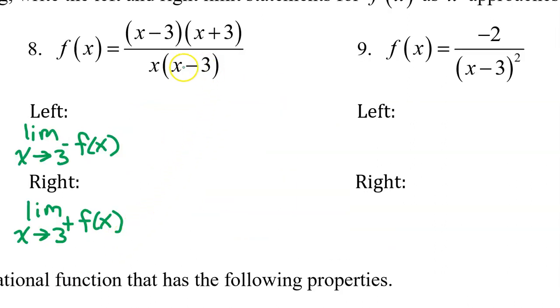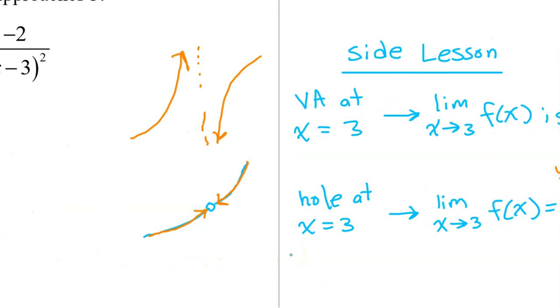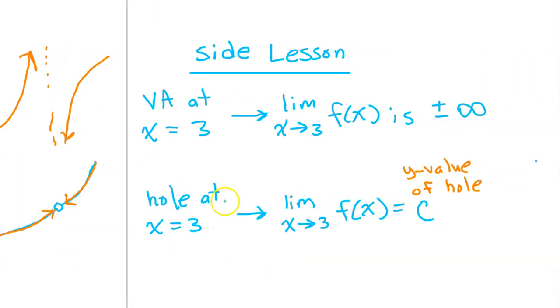For number 8, we begin by deciding whether we have a vertical asymptote or a hole at x equals 3. We see that the factor of x minus 3 in the denominator cancels out with the factor in the numerator. That means we have a hole at x equals 3. We learned in the side lesson that if we have a hole at x equals 3, then the limit as x approaches 3 from the left or the right will equal a constant, and that will be the y value of the hole.